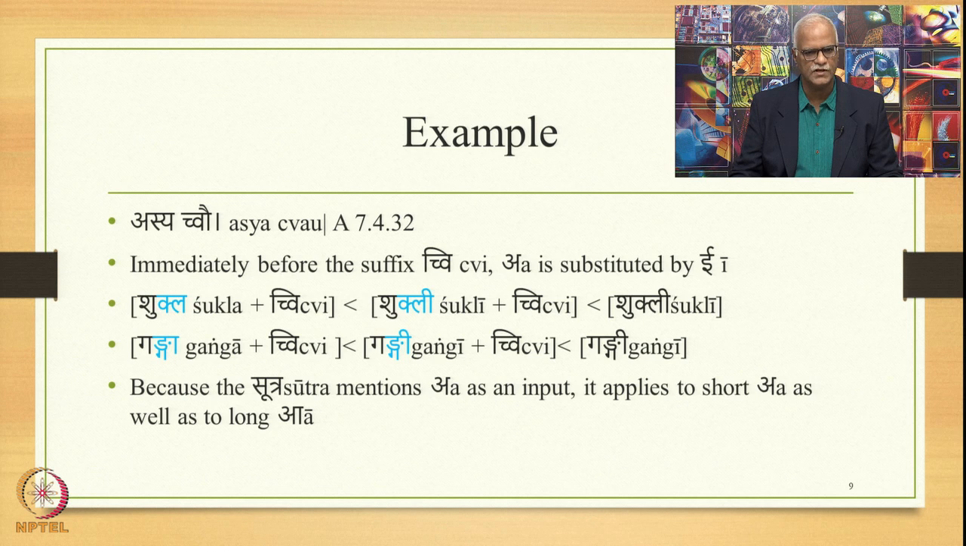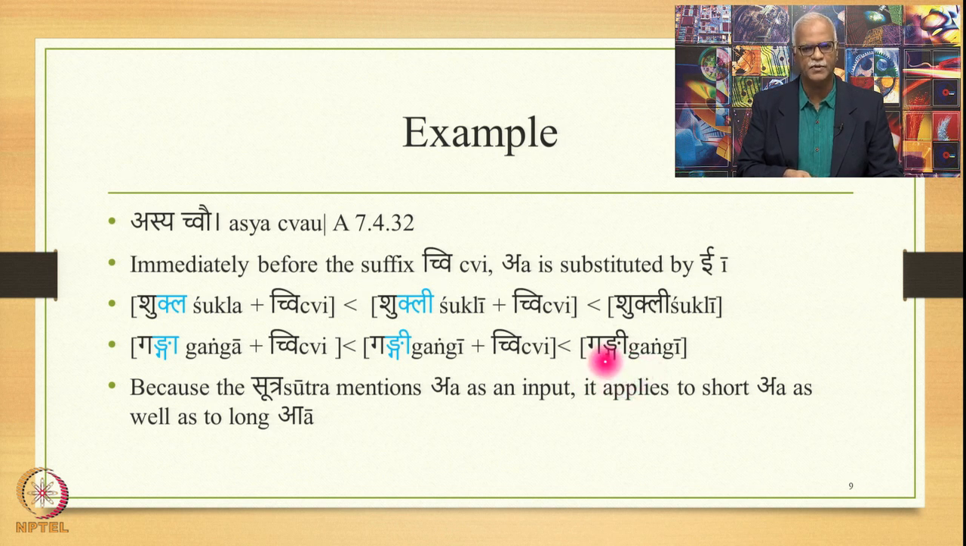So we have an example, shukla plus chvi, and then we have shukla having a at the end, which comes immediately before chvi. Now this sutra says that replace this a by ee. So we have shukli plus chvi, chvi gets deleted, so we get the word shukli. So here, in place of a, ee is substituted. Will this apply if the vowel over here is long aa? Yes. So if you have Ganga plus chvi, this aa gets replaced by ee, and so we have Gangi plus chvi, and so the final form will be Gangi.